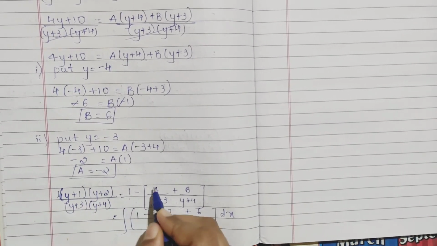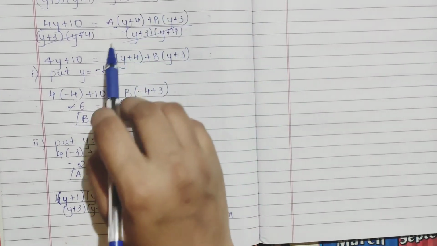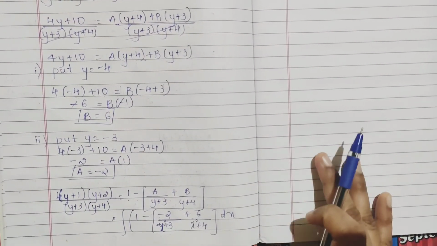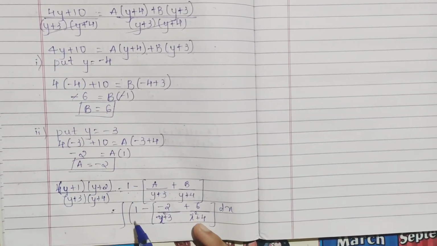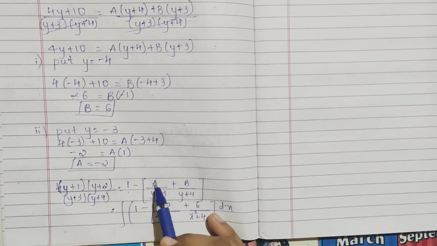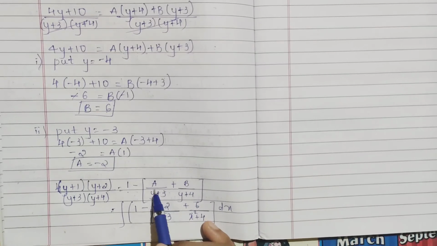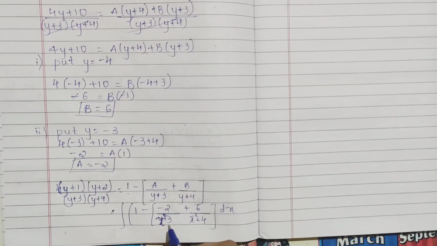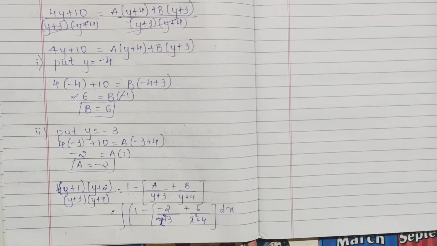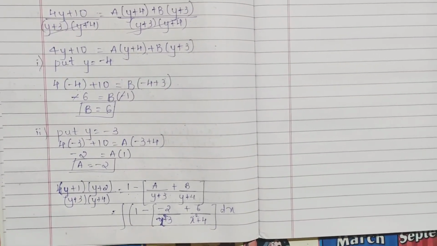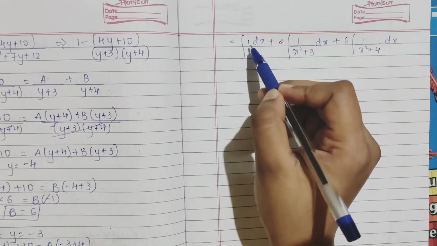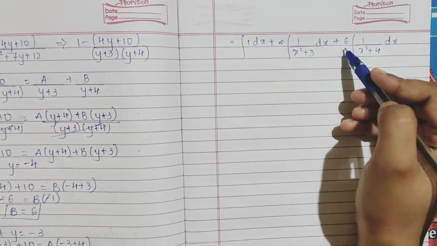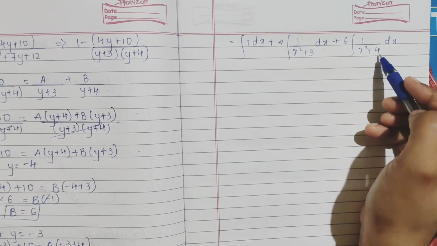What you have got is 1 minus (4y + 10), which again you have solved as a by (y + 3) plus b by (y + 4). So you have to integrate it. Put the integral sign: 1 minus the a and b values, and y again replaced with the actual term, x². So the integral of 1 minus [2/(x² + 3) + 6/(x² + 4)]... Now separately put the integral sign: integral of 1 dx plus 2 times integral of 1 by (x² + 3) dx plus 6 times integral of 1 by (x² + 4) dx.